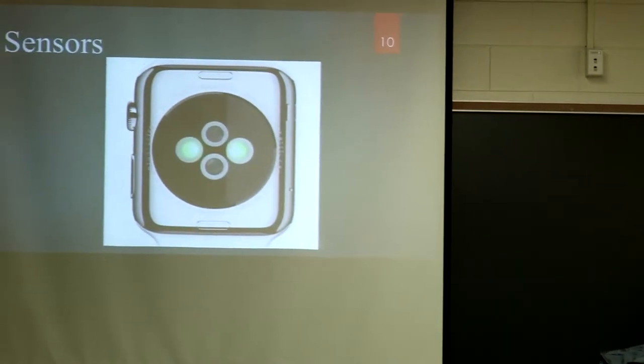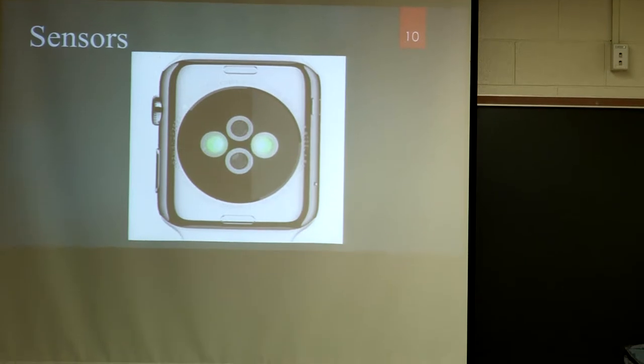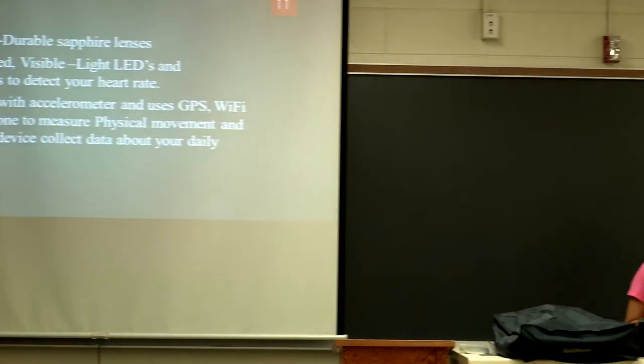And next about the sensors. Sensors will be at the back of the dial of the watch. These sensors are super durable sapphire lenses which use infrared and visible light LEDs and photodiodes, with which we can read the heart rate, meaning what the heart rate of ours is. And next, using the accelerometer, we use the GPS and Wi-Fi in our iPhone to measure our movements, and also to have the data of our daily activities at a place.